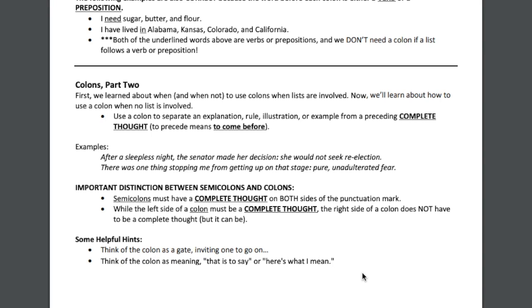So just some other ways to think about this. Think of the colon as a gate inviting you to go on, like it's opening up to more information. Or think of the colon as meaning that is to say, or here's what I mean. Here's some more information about what I wrote on the left side of this colon.